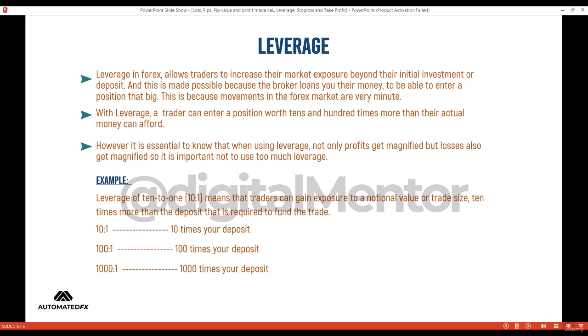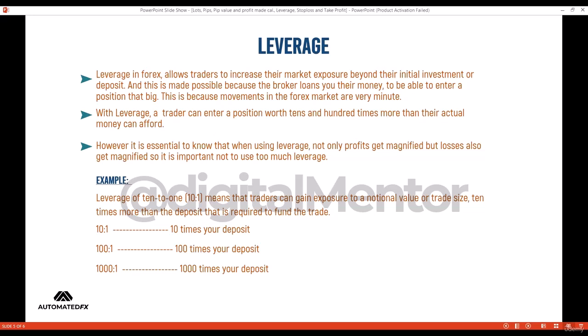Okay. Now you might think, wow, leverage is very good. It gives me the opportunity to earn a lot of money with just a little deposit. It gives me the opportunity to enter big trades and make a lot of money. But like I said before, leverage is something you have to handle with caution, handle with care, because it can make you or break you. The same way leverage enables you to make so much money, leverage can also enable you to make so much loss.